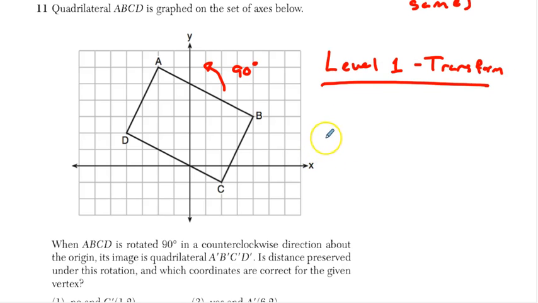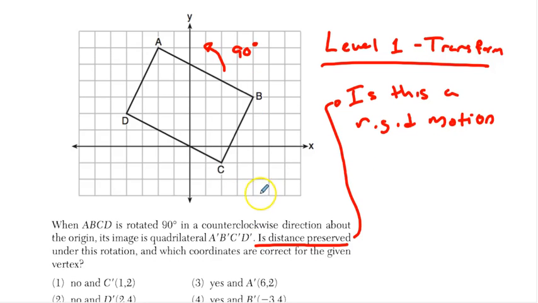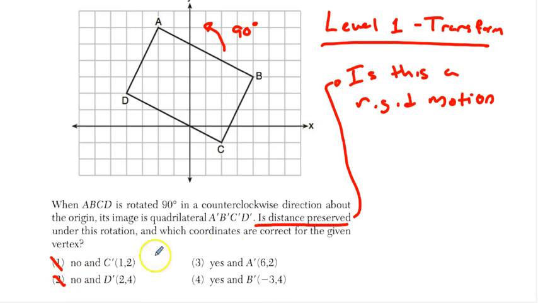So, first of all, let's answer the first question. Is distance preserved? That's another way of asking this. Is this a rigid motion? And let me just tell you this. Rotations are definitely rigid motions. Remember, rotations, reflections, translations are all rigid motions. Dilations are not rigid motions. They don't preserve the size and shape, or in other words, they don't preserve the distance between points. So yes, this is definitely a rigid motion. 1 and 2, you're out.